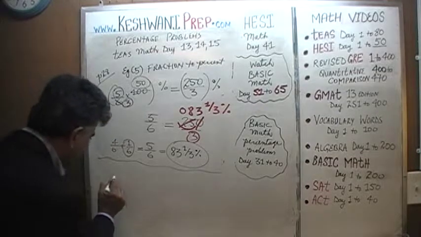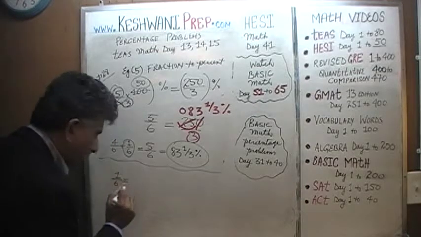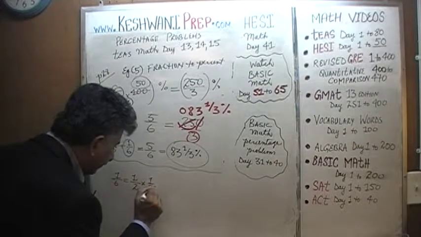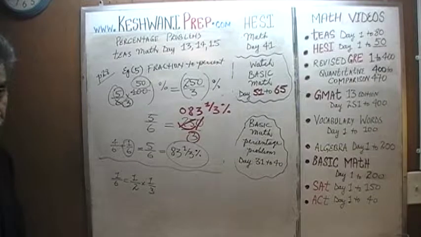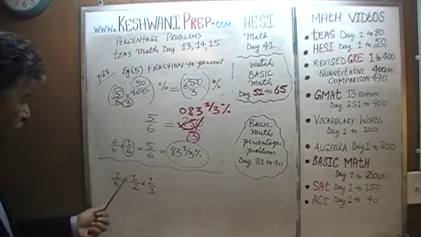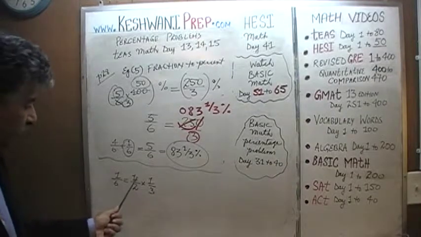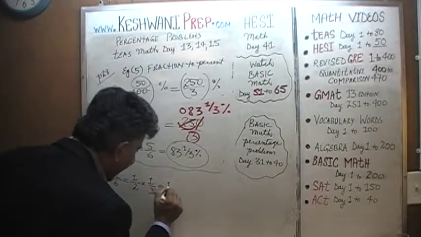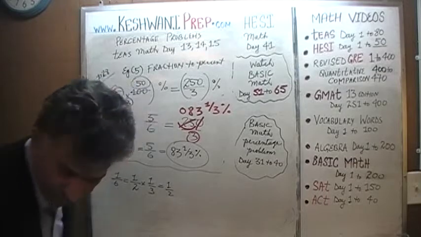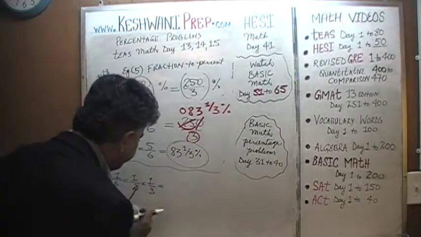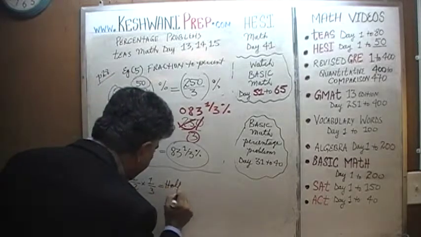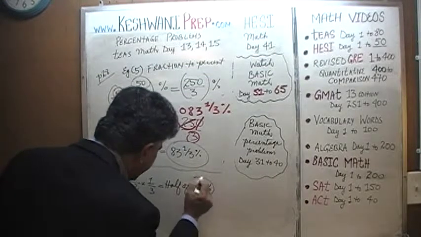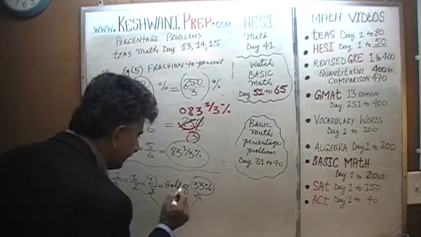Well, let's find out. A sixth would have to be simply half of a third. Okay, stay with me in the story. It's very important that you stay in the story. A sixth is half of a third because 1 times 1 is 1 and 2 times 3 is 6, which is the same as half, let's write it in words, half of 33%, because a third is 33%.